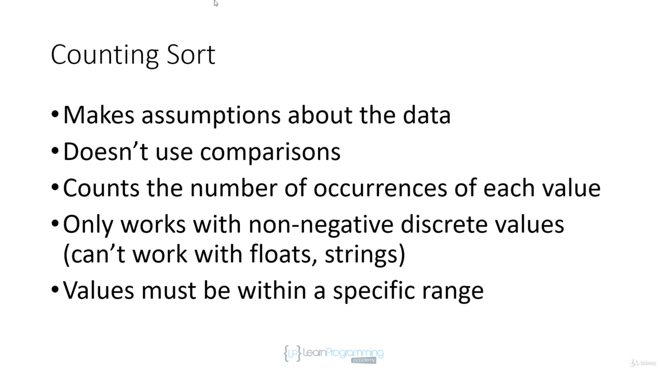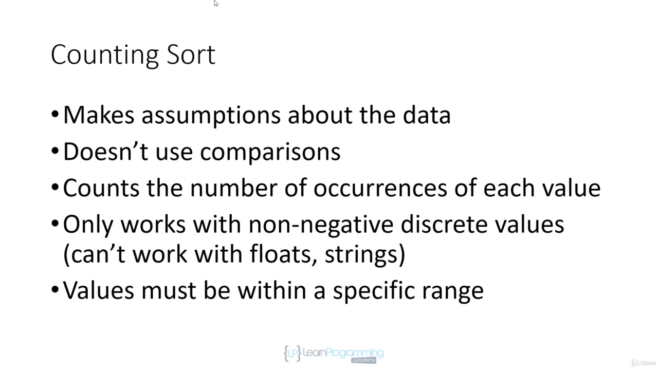So counting sort makes assumptions about the data that it's sorting. It assumes that all the values are discrete and they're within a specific range. So this algorithm only works with non-negative discrete values. We can't sort floating point numbers. We can't sort strings because they don't have discrete values. So practically speaking, you'll usually use this algorithm with whole numbers.